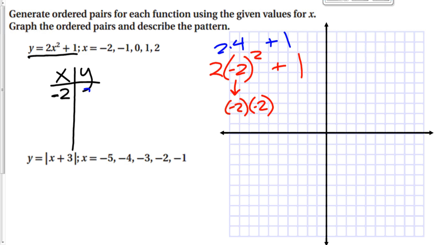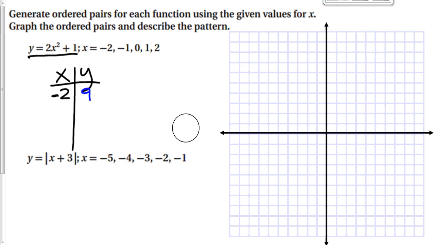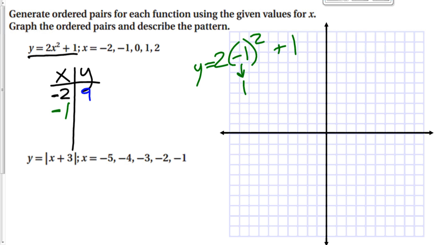Alright? And then to figure out the rest of them, we just have to change the input. So remember, next then, they want us to figure out when x equals negative 1. We just put that in for x and so on. Alright, remember this will be negative 1 times negative 1, which is just positive 1. So 2 times 1 plus 1 is going to be 3.